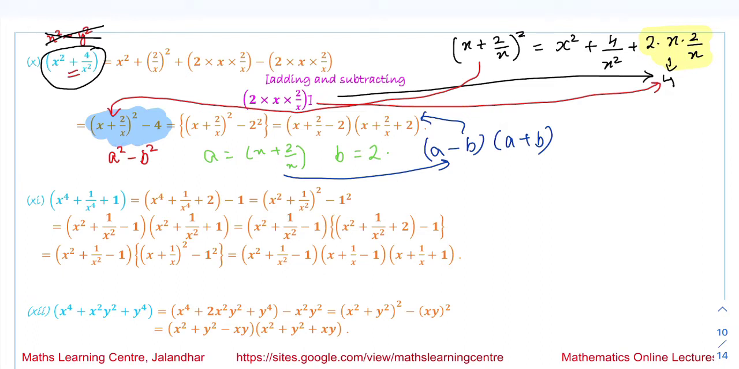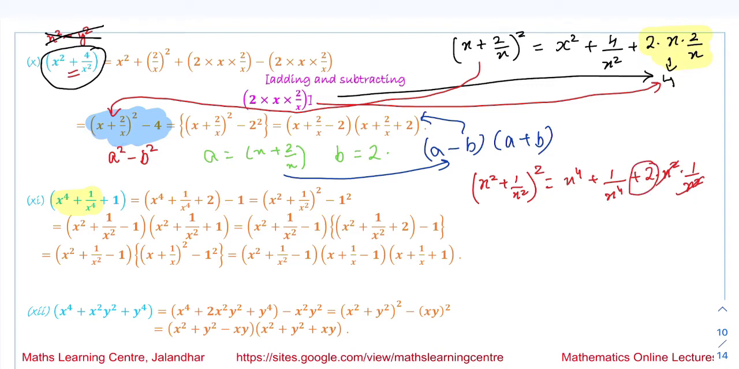In the next question again, it is x⁴ + 1/x⁴ + 1. All these terms are positive, so we are not able to find anything common. The grouping is also not directly possible. So again we look at this part, x⁴ + 1/x⁴. We take (x² + 1/x²)², and the answer you will get is x⁴ + 1/x⁴ + 2 · x² · 1/x². These two cancel and we are left with 2.